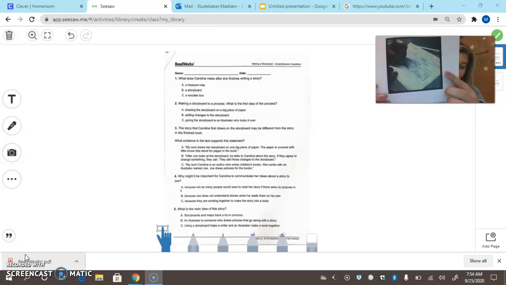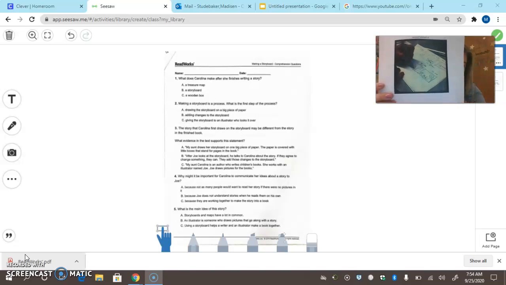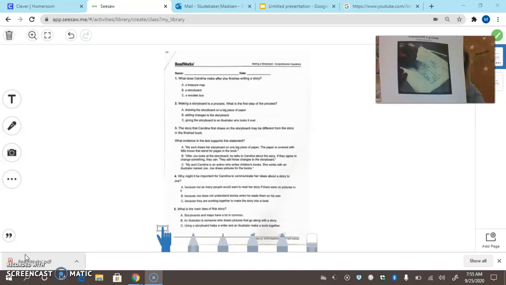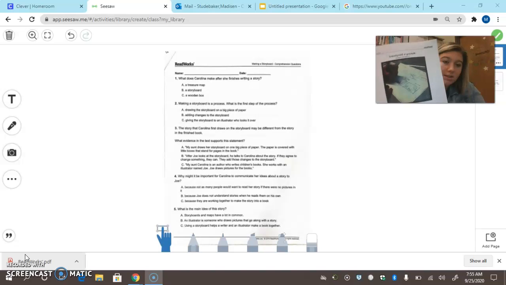So you can see the boxes of the drawings. Those boxes represent each page, and each page has a drawing in it that represents what's going on in the story. So the author sketches out the storyboard so the illustrator knows what the author wants to see on that page.